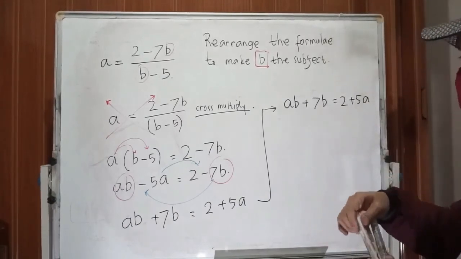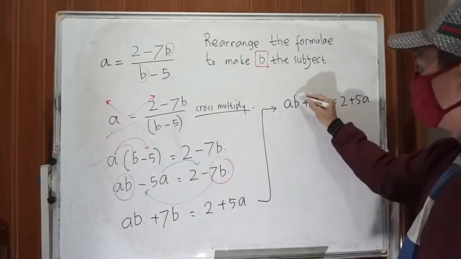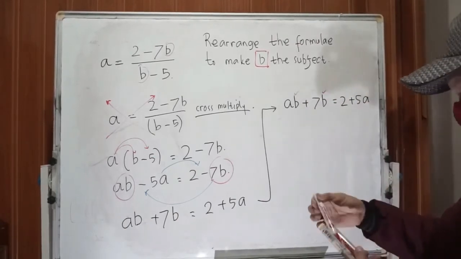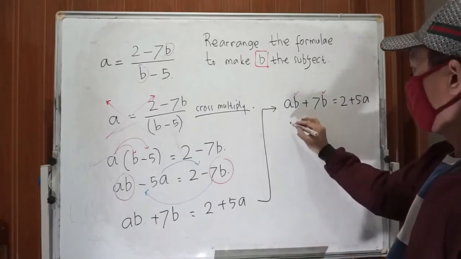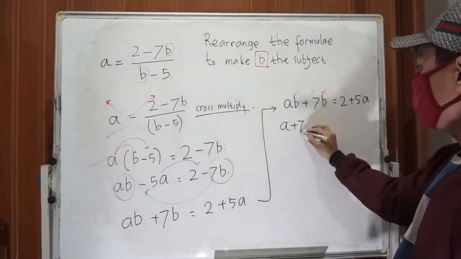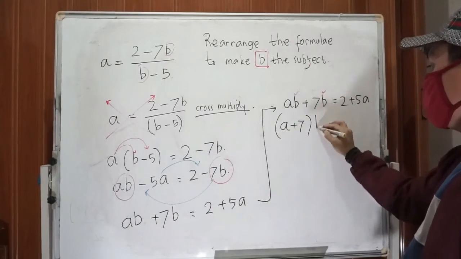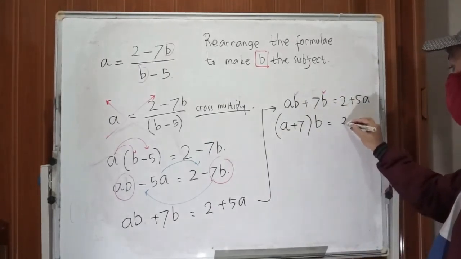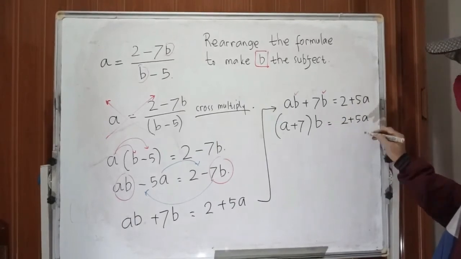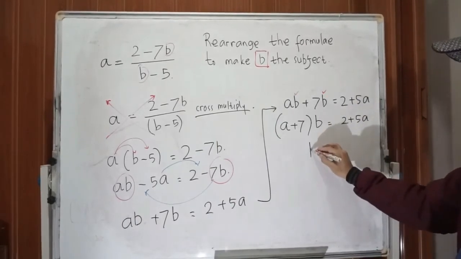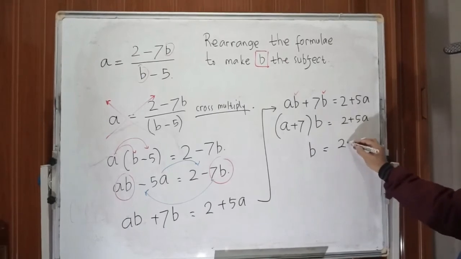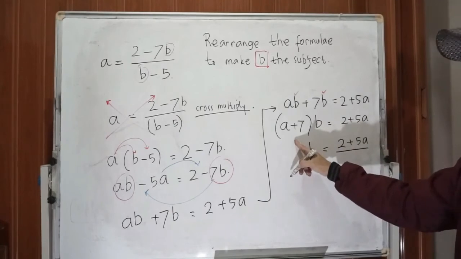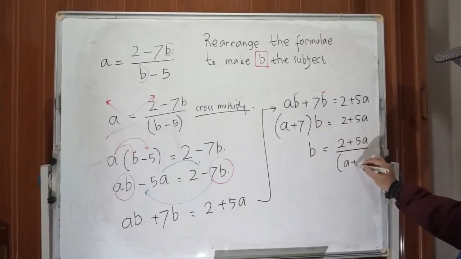Now we have B for two items. Close the bracket: B times (A plus 7), the solution, equal 2 plus 5A. So B equal 2 plus 5A over, we're doing division, A plus 7.